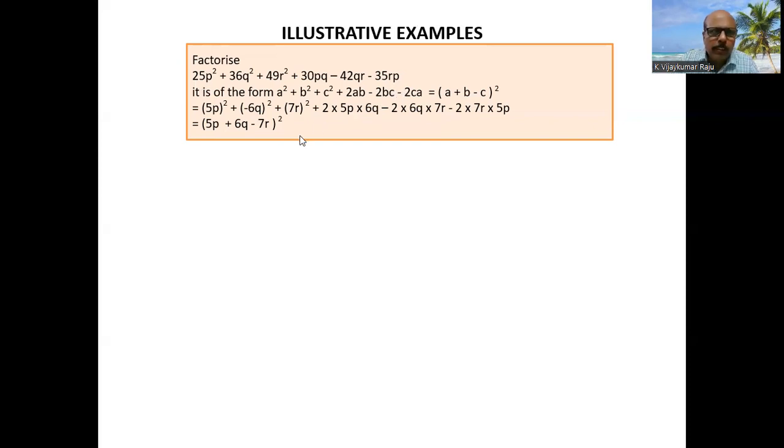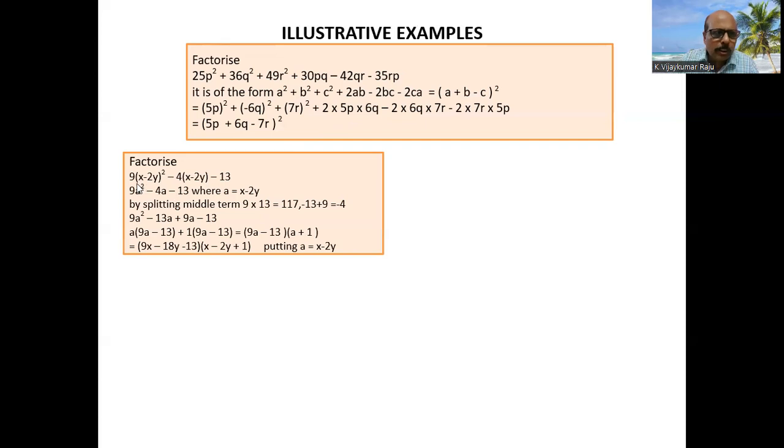Okay, so this is the factors of this polynomial. Now see this: 9 into x minus 2y whole square minus 4 into x minus 2y minus 13. So here you see this looks rather complicated. So what we do, in place of x minus 2y, I write it as a. So let us take a is equal to x minus 2y. When you take a is equal to x minus 2y, the given polynomial takes this form: 9a square minus 4a minus 13.